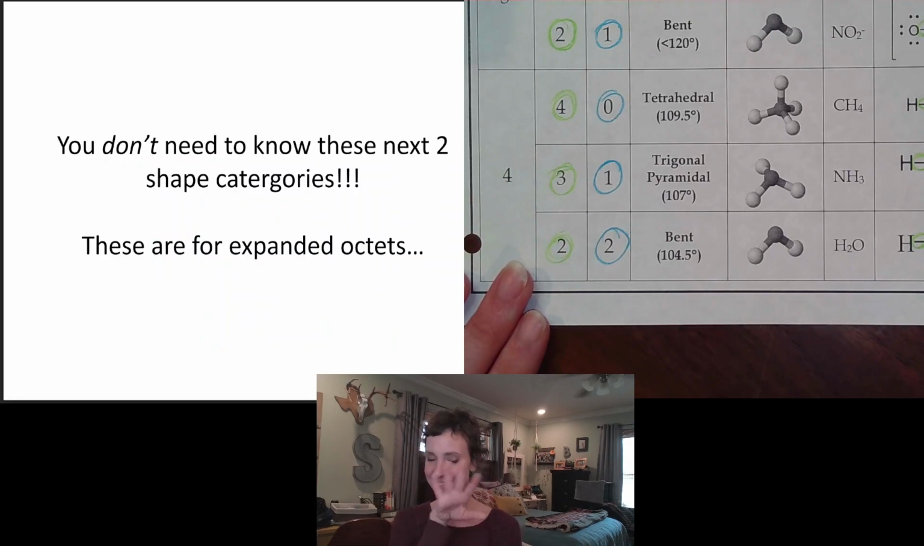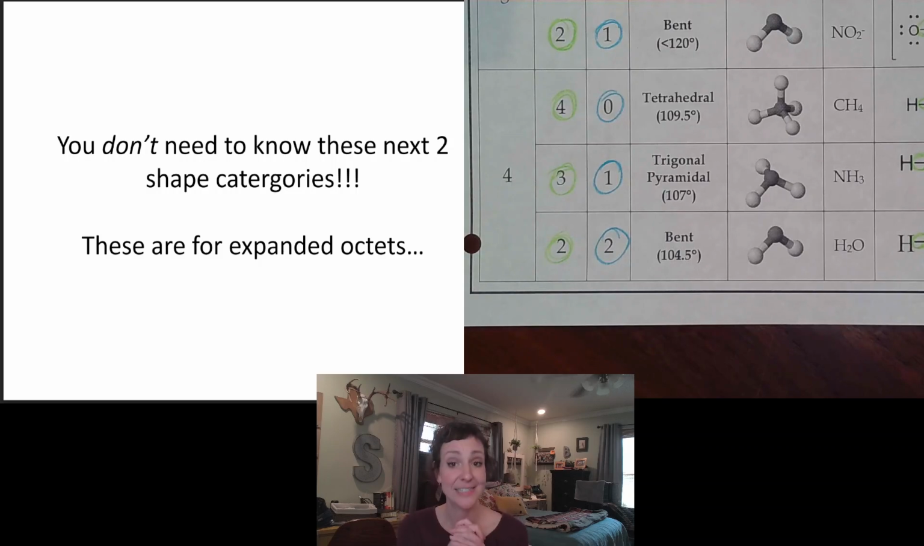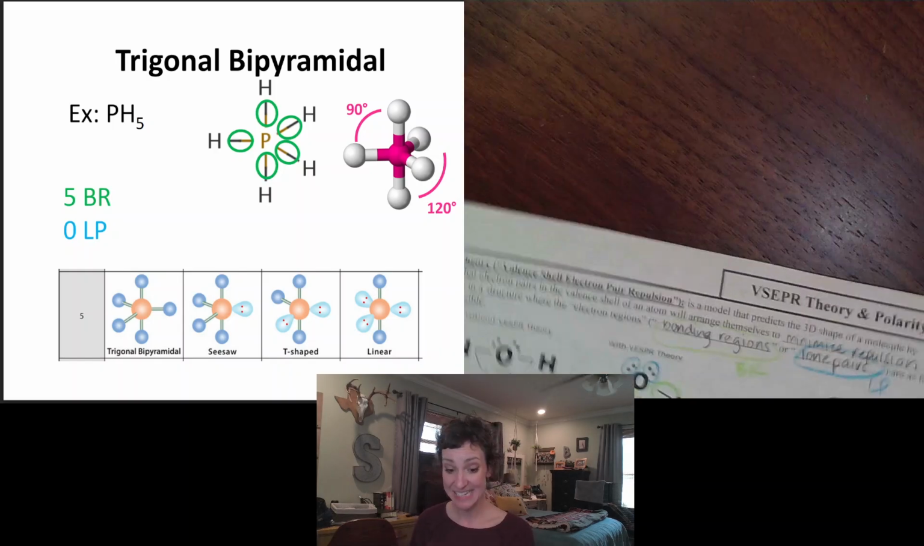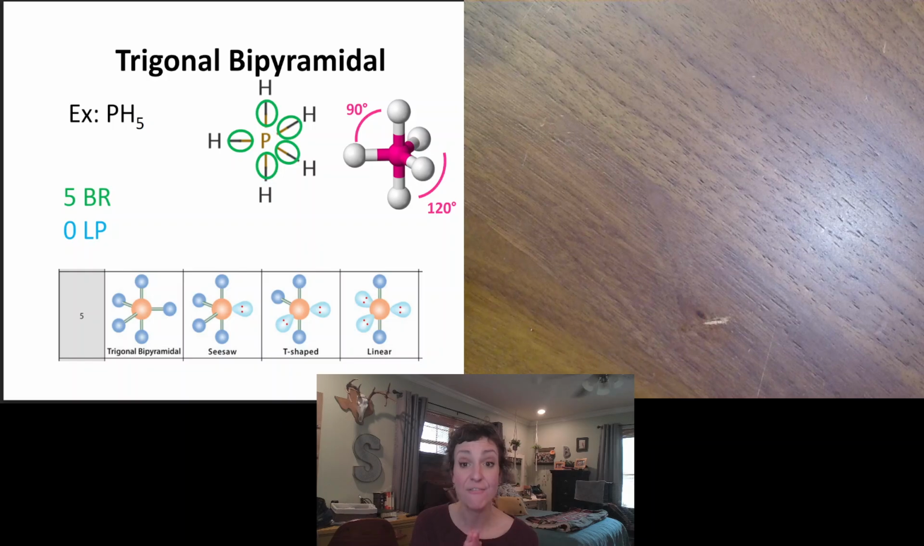I do want to talk about these because they're kind of fun. So you do not need to know these next two shape categories. They are for my expanded octets, but I did have some examples of some of these shapes that I thought we could show together. And y'all would be like, wow, that's so weird that this is allowed to happen. Okay. Trigonal bipyramidal. So this is an example where I have 5 bonding regions and 0 lone pairs on the central atom.